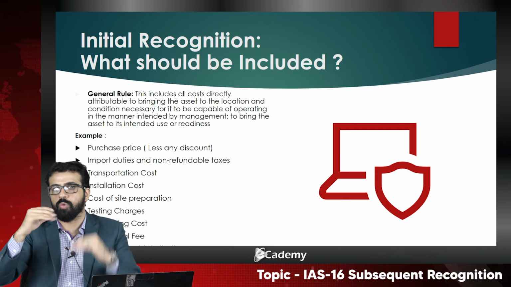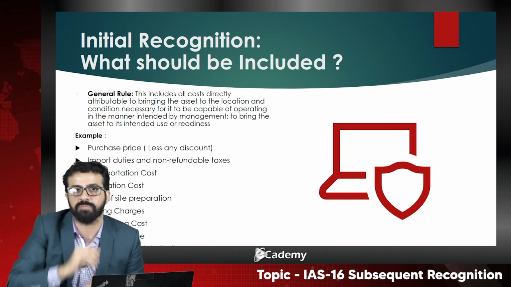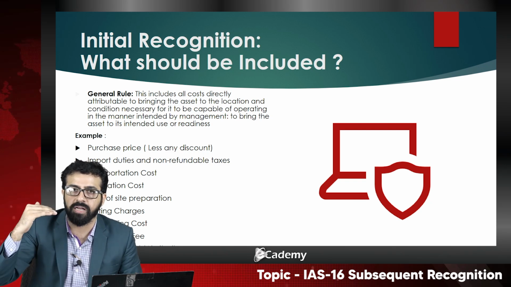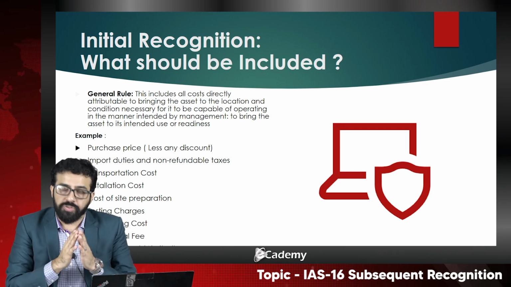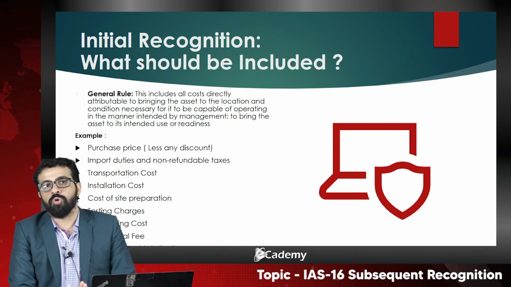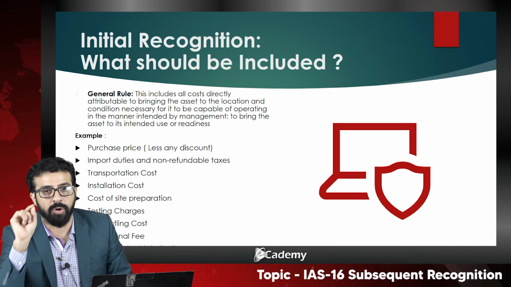So the gross amount would be called the trade price, and the trade discount, referred to here in the slide, would be deducted, and the final answer would be the net price. That net price is the price finally paid from your pocket to the vendor, and that becomes the first part of the component of cost.